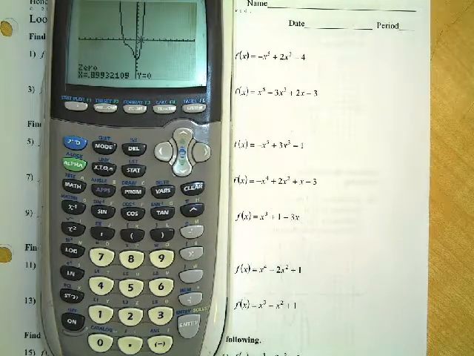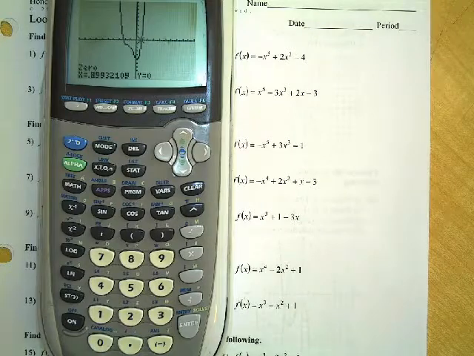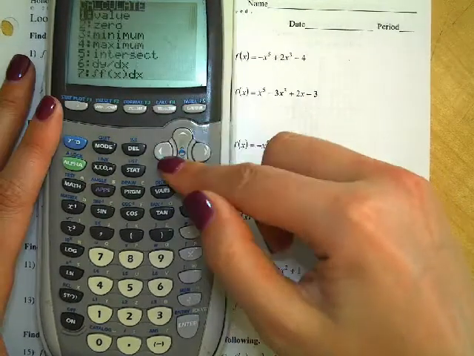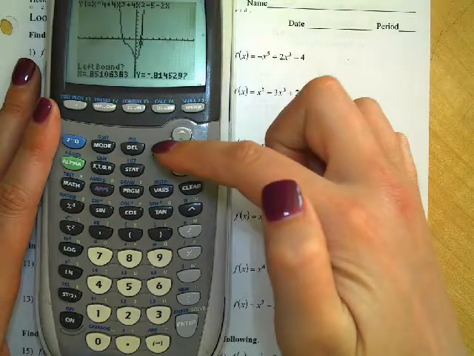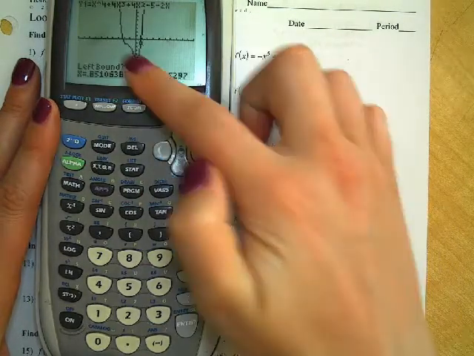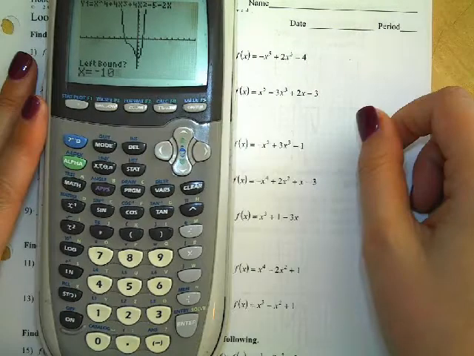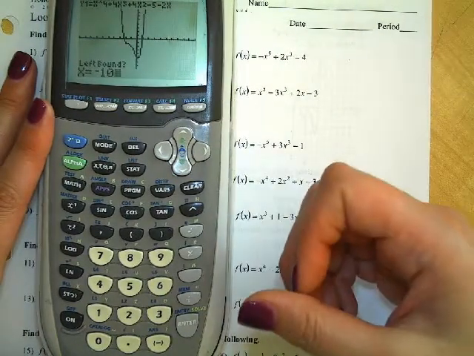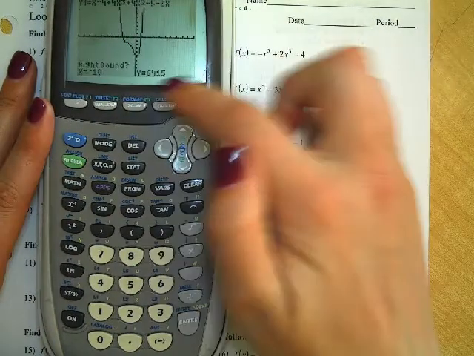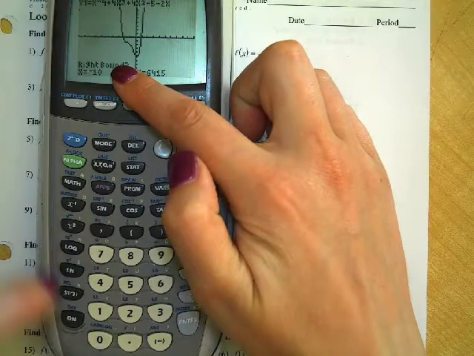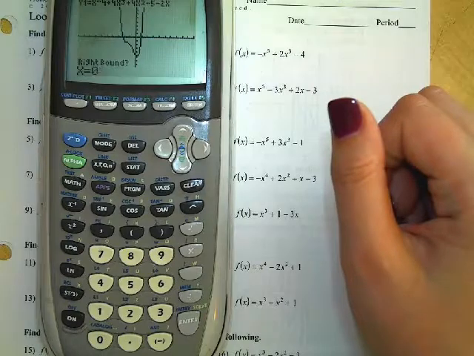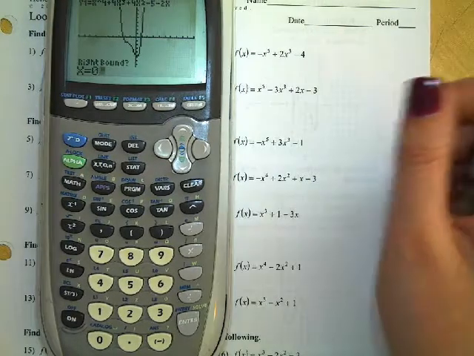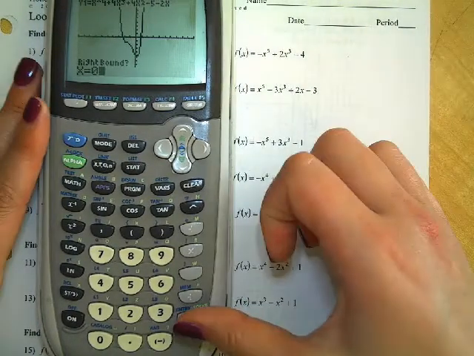Do I need to show it again? Yeah. So over here, if I do second trace, option number 2, just like normal, instead of hitting the left arrow, I'm just going to type -10, and then I'm going to press enter. And then instead of scrolling to the right, when it says right bound, I'm just going to press 0. So I'm telling my calculator the X-intercept is somewhere between -10 and 0. That's what I'm telling my calculator.